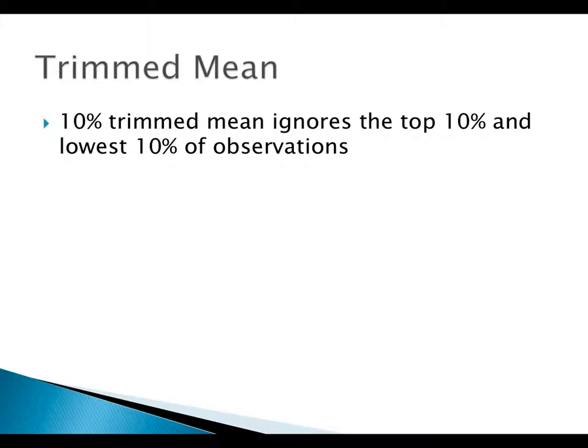Trimmed mean. So a trimmed mean is when you ignore the lower certain percentage and the upper certain percentage of a sample. So a 10% trimmed mean ignores the top 10% and the bottom 10%. So basically it gets rid of outliers or unusual observations. You have to remember that a 10% trimmed mean actually trims 20%, the lower 10% and the upper 10%.